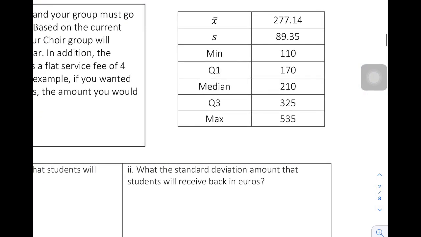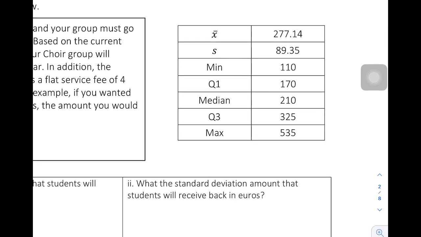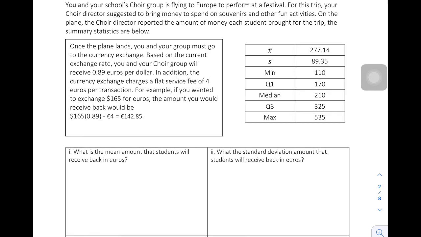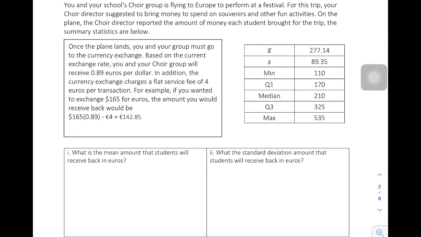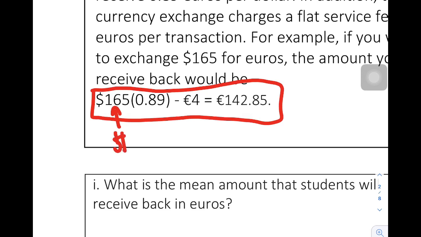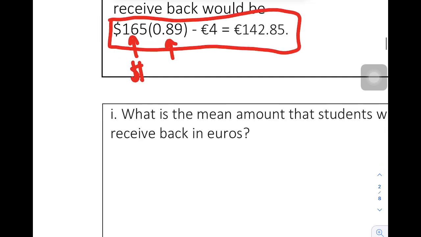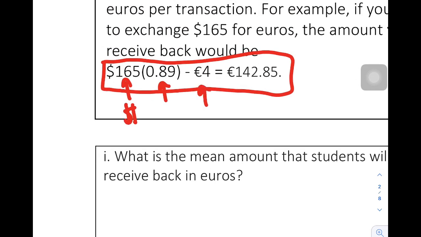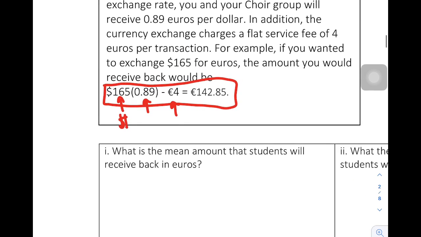So now that you've read the prompt for this question, we're going to be looking at this summary data over here real quick before we actually jump into the question. So we know that there's a group of students and they went on a trip and they're changing their dollars to euros. And in order to change dollars to euros, you need to take whatever dollar amount you're doing, multiply it by 0.89, and then subtract 4 from it.